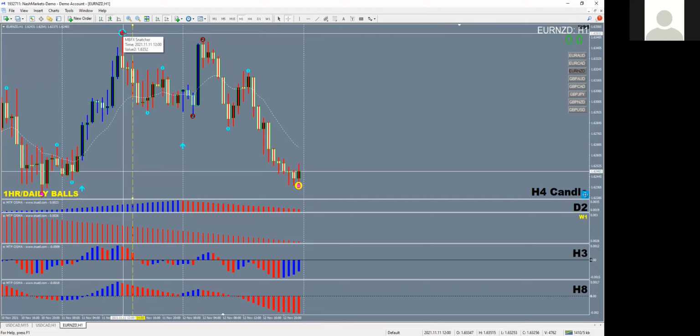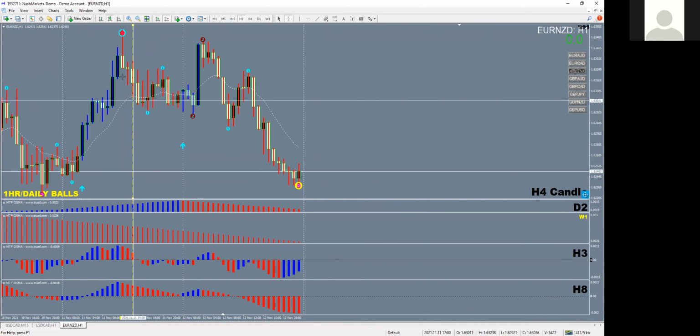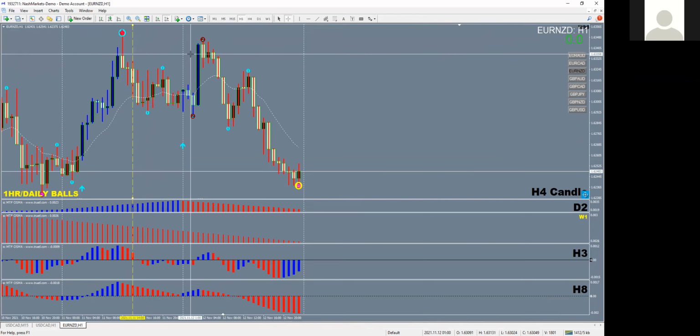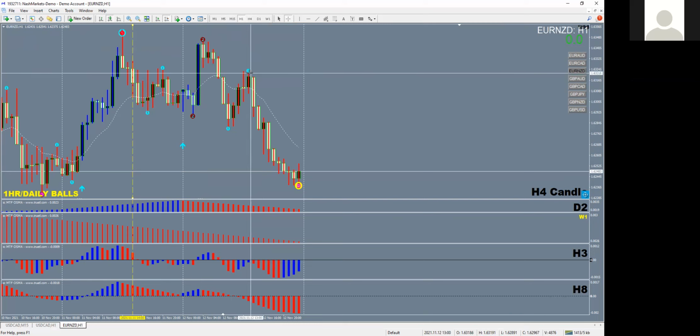Which way is the price going now? Going down. Is there any doubt about it? Not really. And it confirms with your H8. The H8 turned when you got the two ball at the bottom, a couple of bars, but within that. And then when it got to the top, it turned red again. Wow. And again here.